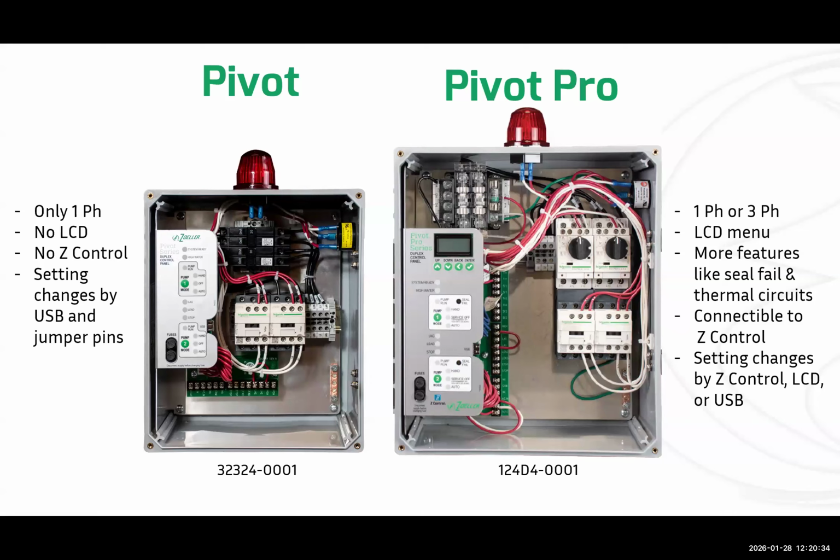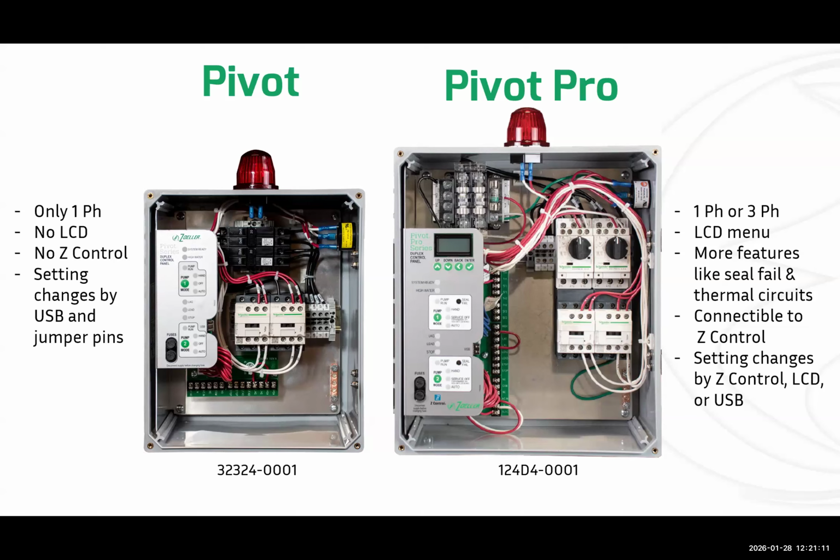The other thing that we have in the Pivot Pro is the ability to connect to our ZControl cloud system. We'll talk more about ZControl a little later on, but ZControl is an IoT platform. It requires the use of a separate gateway. They're not that expensive. You take a gateway unit, you can plug it directly into this control panel. The gateway is powered from the control panel, and it will allow the panel itself to communicate with the cloud.